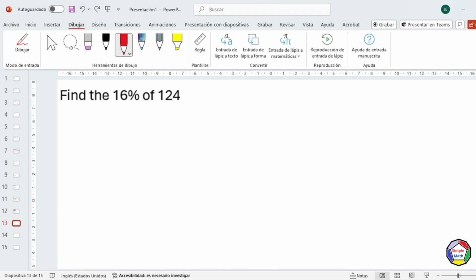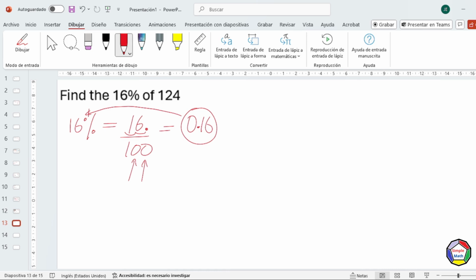As you know, 16% is the same as 16 over 100. But if I work with 16 over 100, it means that at the end I have to change that fraction into percent. So my suggestion is work with decimals. 16 over 100 is the same as, imagine the decimal point is here, because there are 2 zeros, I have to move the decimal point twice. So 16 over 100 is the same as 0.16. So it means 0.16 is the same as 16%.